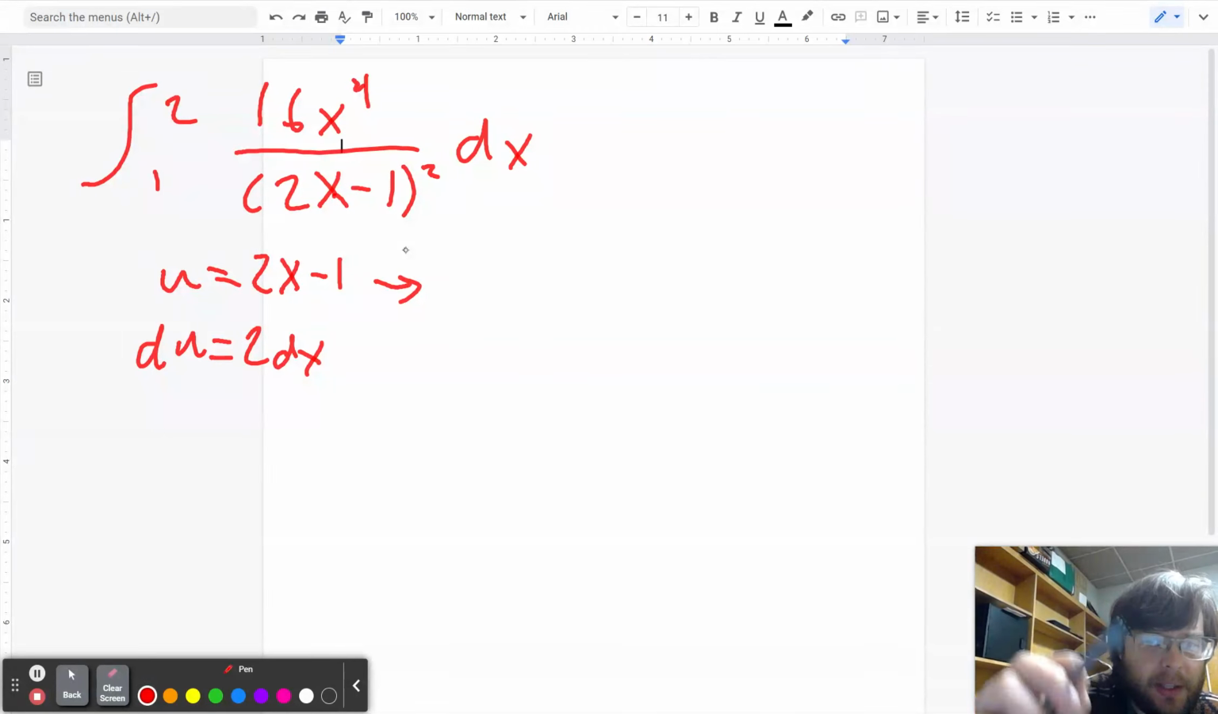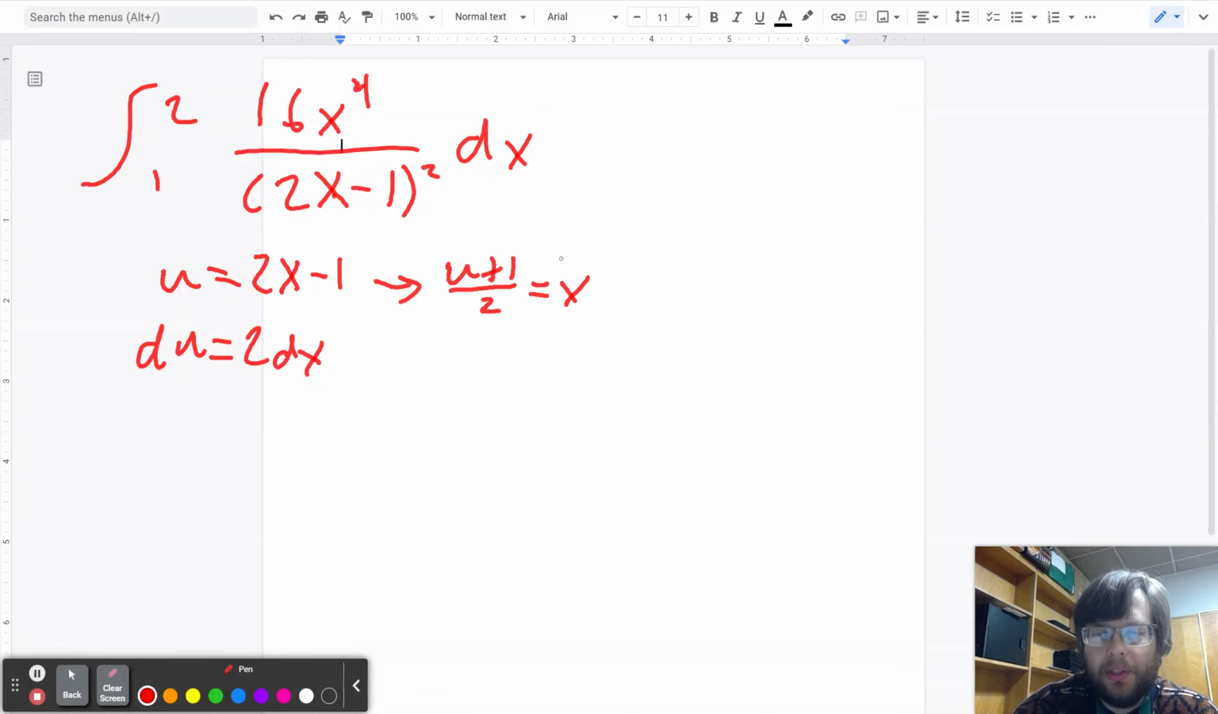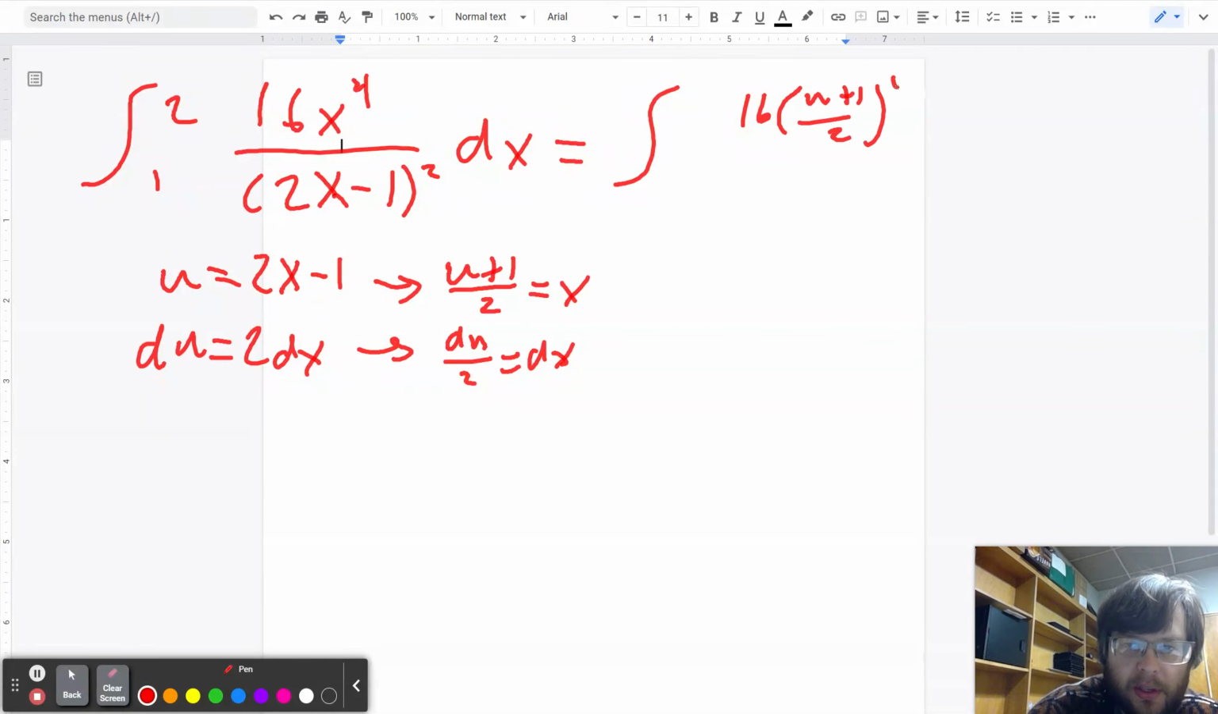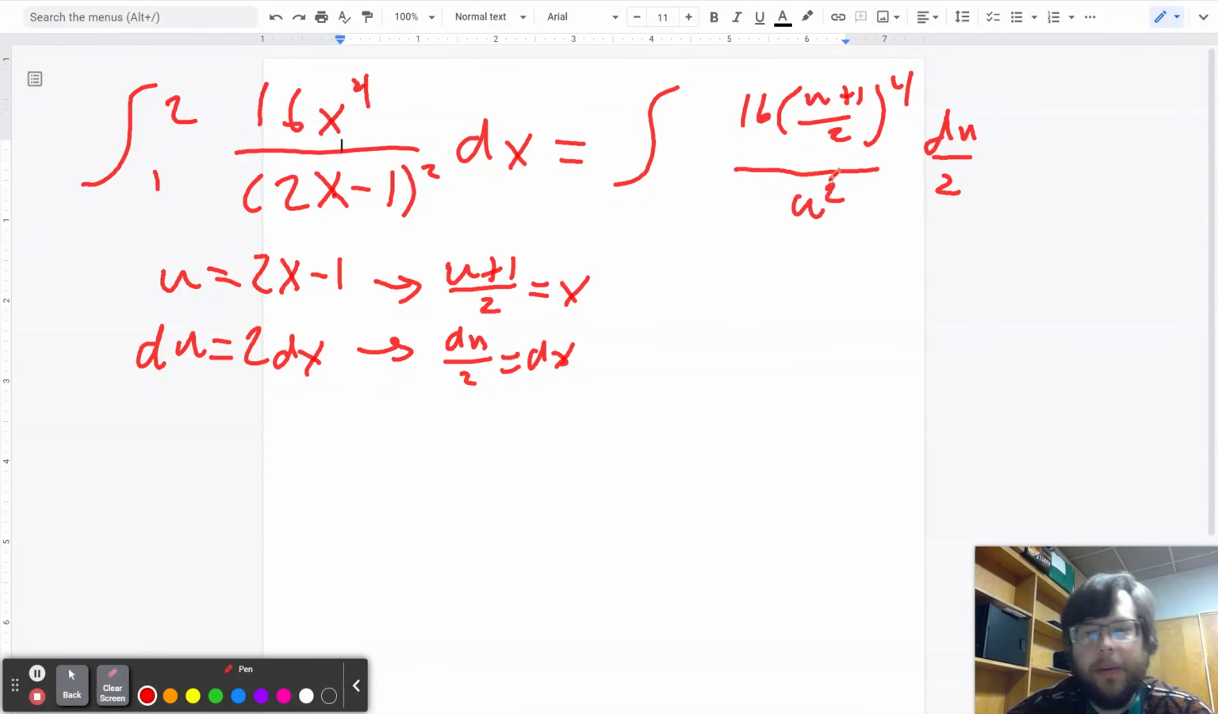And it's not going to cancel anything else out, but I could express (u plus 1) over 2 as x. And then I'm able to rewrite my integral all in terms of u. So this tells me that du over 2 is dx. So let's rewrite it all. We get 16 times x, so (u plus 1) over 2, to the fourth. dx is du over 2, and the denominator is u squared.